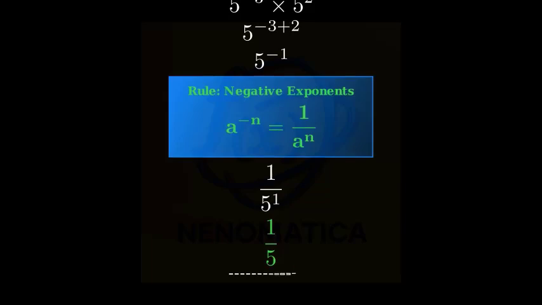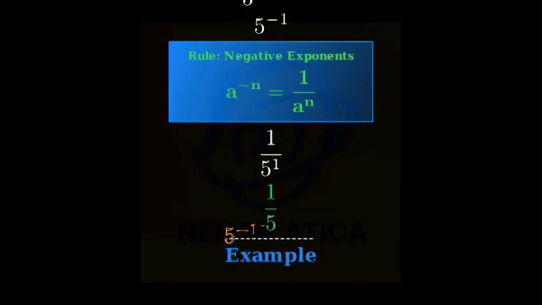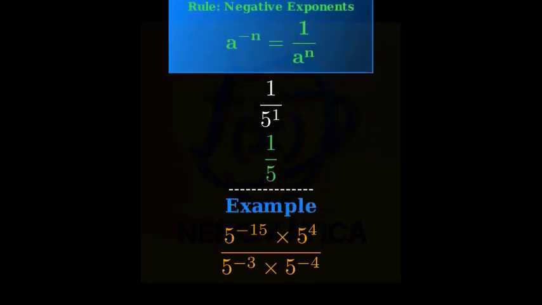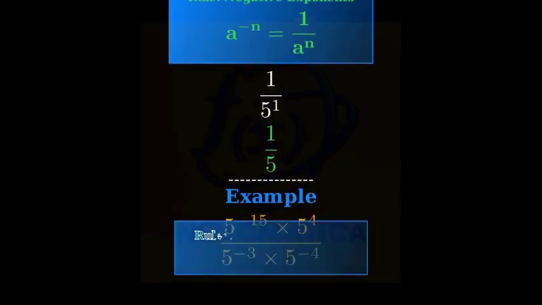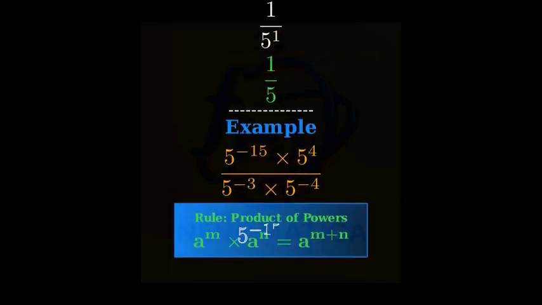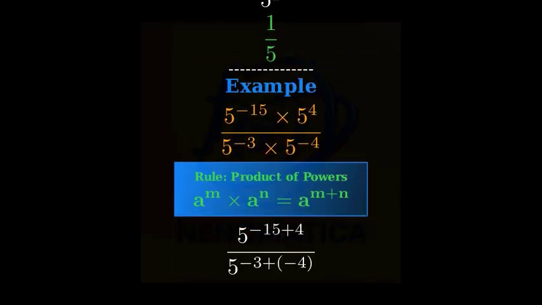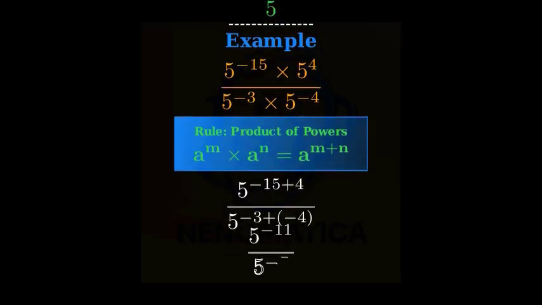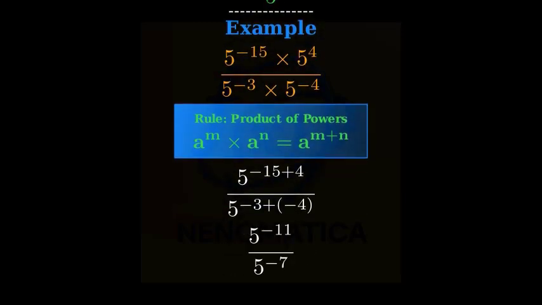Let's move to our second example. Here we have a more complex expression. 5 raised to -15 times 5 raised to 4, divided by 5 raised to -3 times 5 raised to -4. Let's start by simplifying both the numerator and denominator separately using the product rule of exponents. In the numerator, -15 plus 4 gives us -11. In the denominator, -3 plus -4 gives us -7.